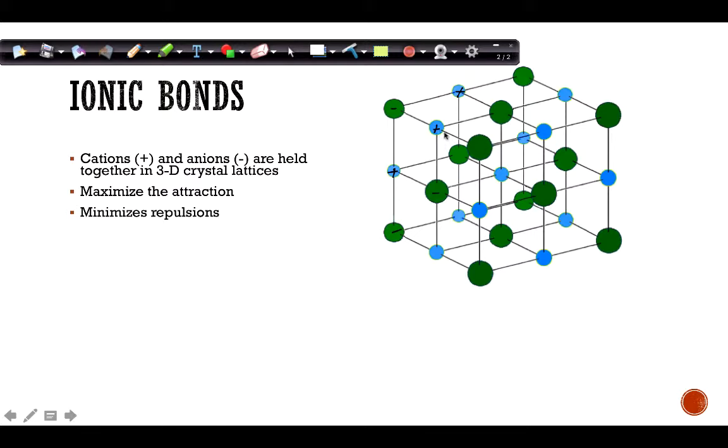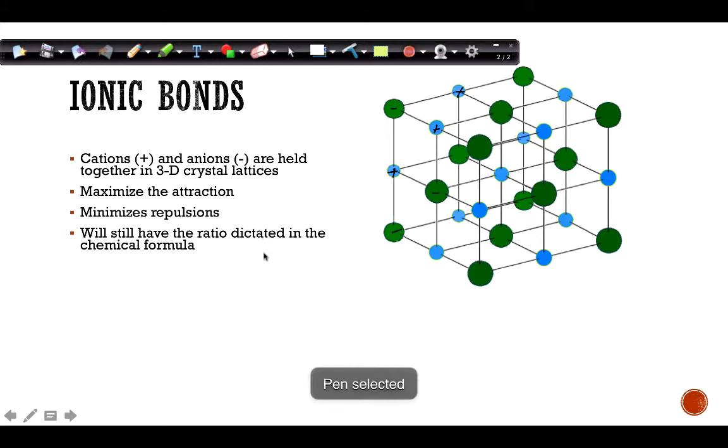So they will distance themselves away to maximize the attraction and minimize the repulsion. You've got these positive charges and you don't want those next to each other, so they want to be far away, but we're going to put the ions in order so that we can maximize the attraction between these two and minimize the repulsion between these. Now, they're still going to have the same ratio dictated in your formula. So if we have magnesium chloride, I should have 2 Cls for every 1 Mg. It's just all of them together will make this arranged, ordered structure called the crystal lattice.